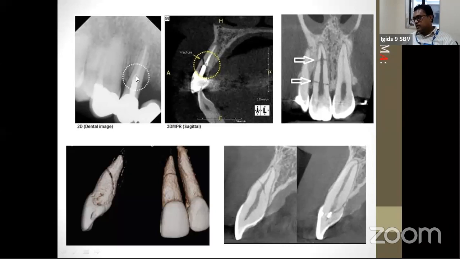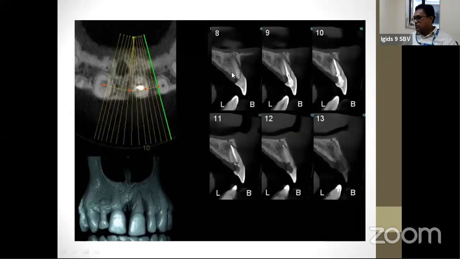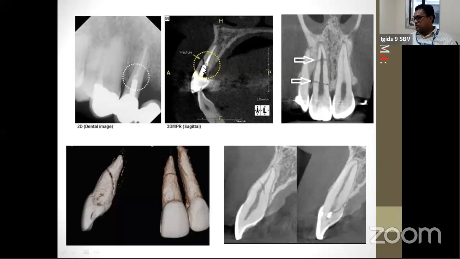But then the same image, when you go in for a CBCT, take a look at the clarity with which it exposes the fracture. So this is the fracture line. The tooth is fractured, and this is the 3D sagittal section on a 3D MPR. Likewise, this is the coronal section. Take a look, this is a different case. Don't mix up with this.